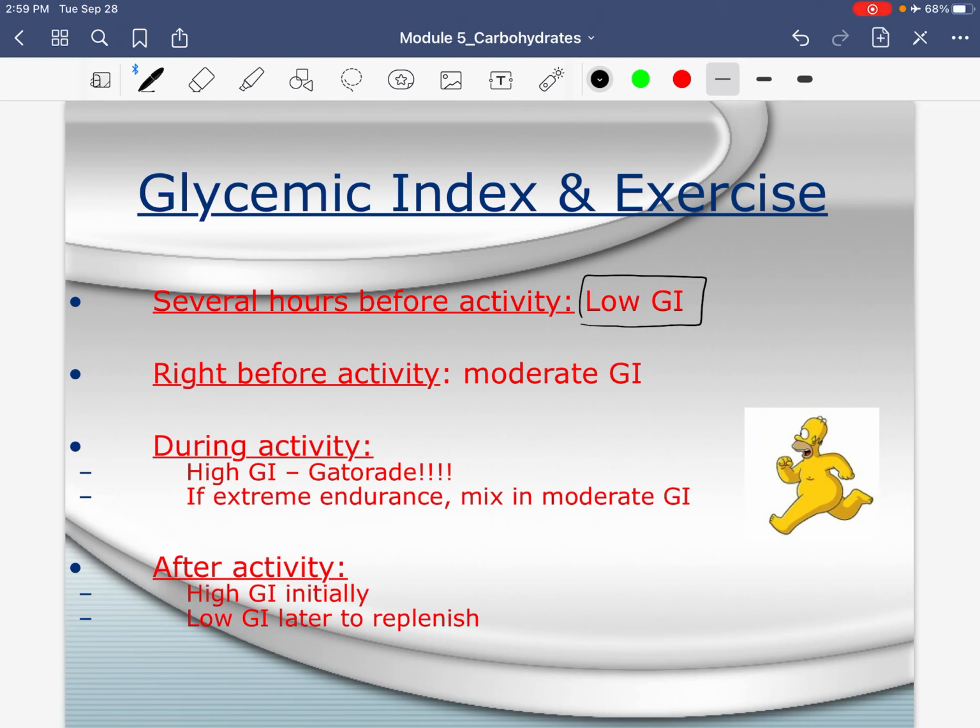During and right after, you want high. During and initially after, we want the high to more quickly replenish our blood glucose. But later after activity, you're going to switch back to low. So the only time you want a high glycemic index food as an athlete is under certain circumstances right before and during activity. Not every athlete, but certain circumstances.